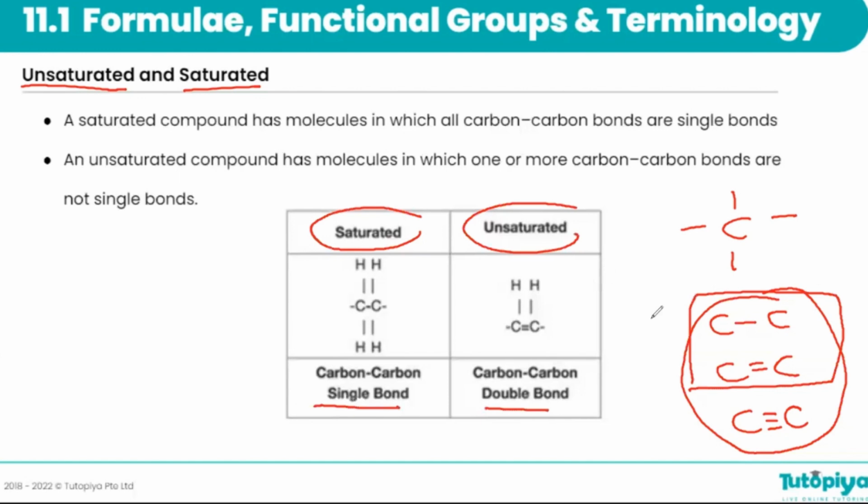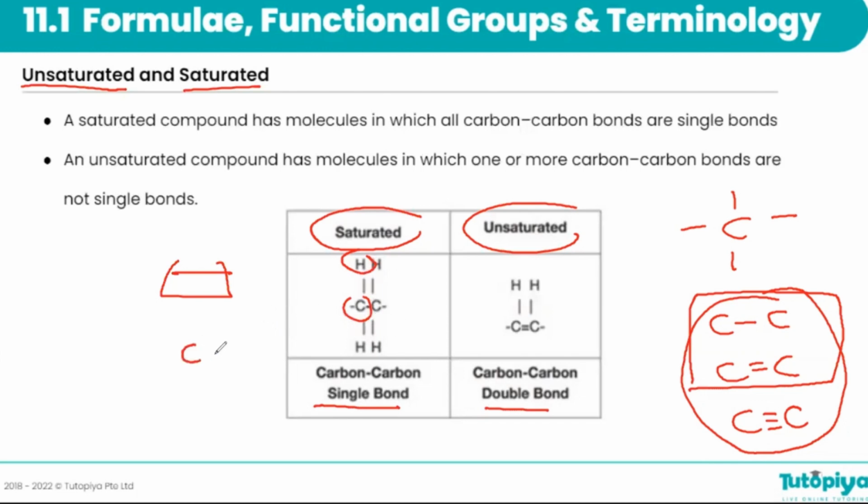Now, why do we call them saturated and unsaturated? I'm sure you have heard the word saturated before. What does it mean to have a saturated solution? That means the maximum amount of solute that can dissolve in the solvent is already dissolved. Can't dissolve anymore. The maximum is already reached. So it's very similar when it comes to organic compounds. It means the maximum number of atoms that can bond with carbon had already bonded with carbon.